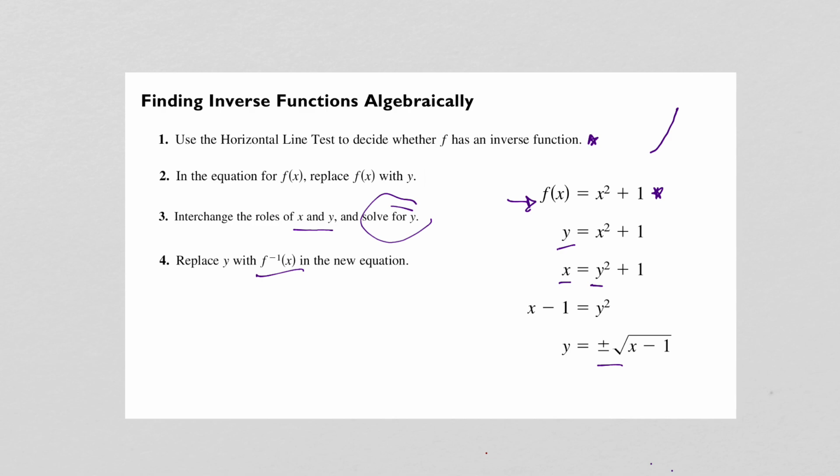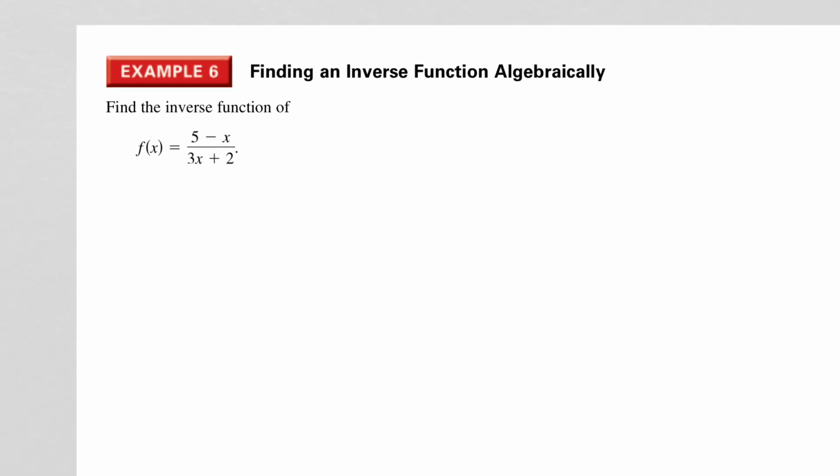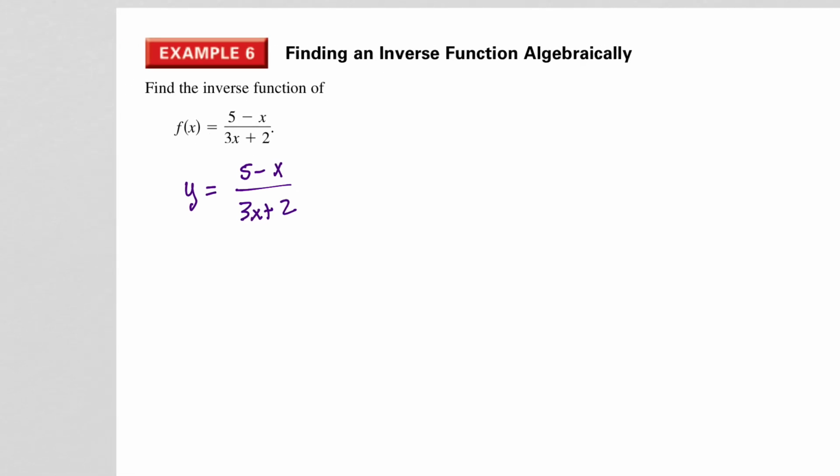But let's try this with this function, 5 minus x over 3x plus 2. I will tell you, you can graph this in Desmos if you want to see. It's a hyperbola, but it is one-to-one. Okay, it passes the horizontal line test. So let's start by replacing f of x with y.